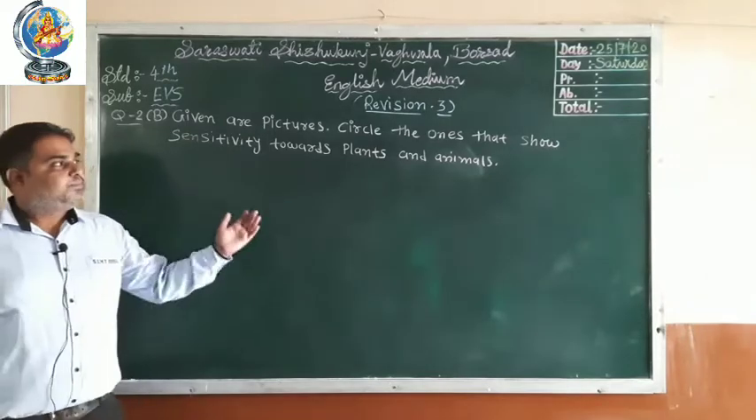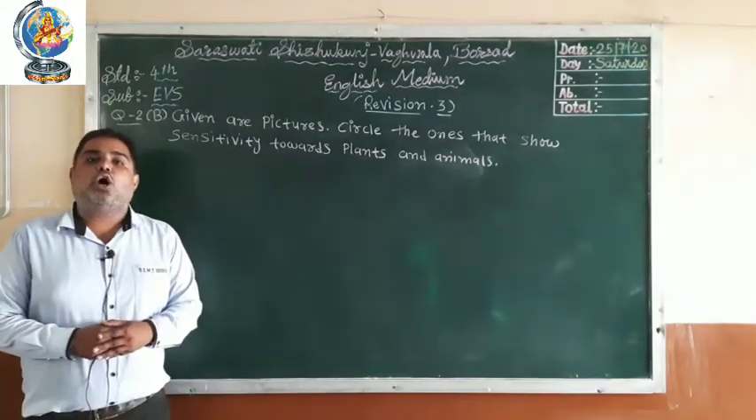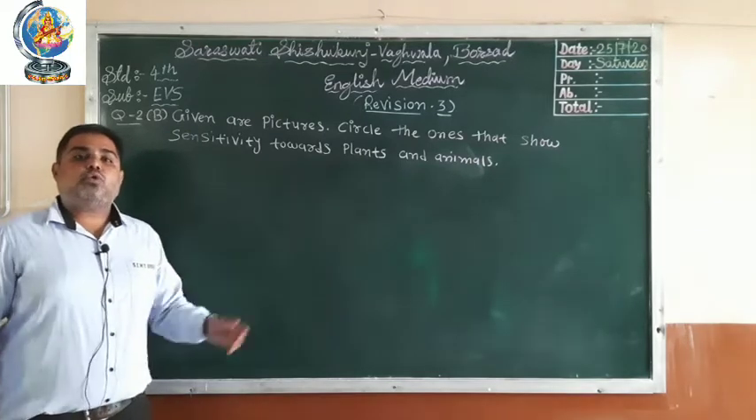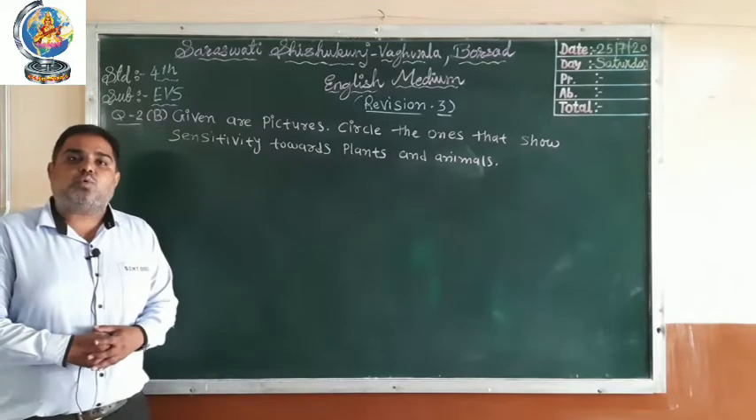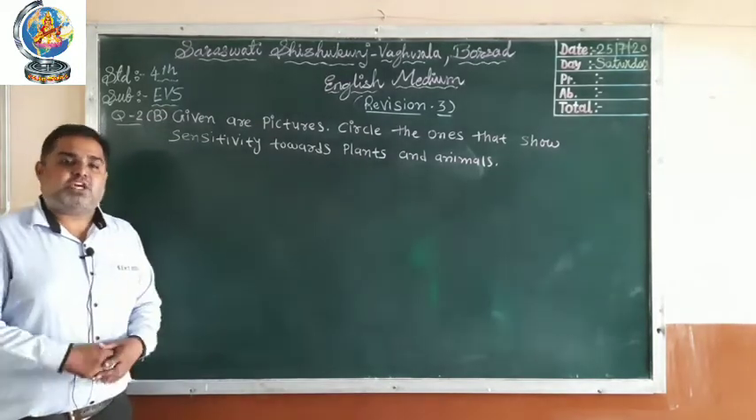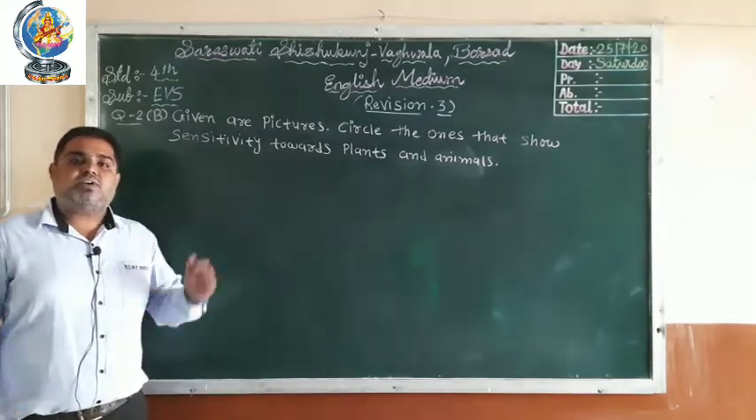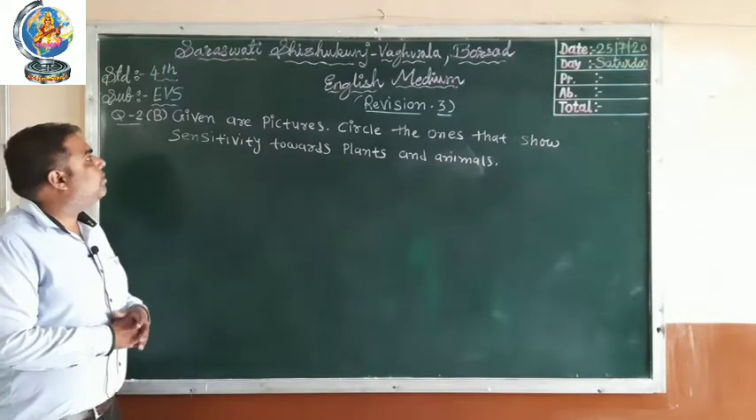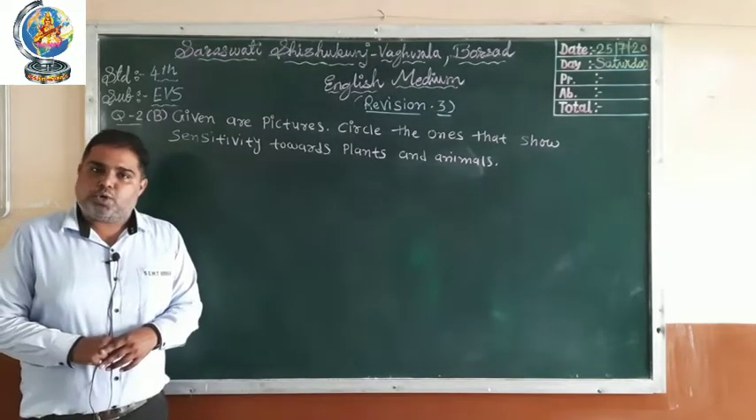So students, in this way you have to write all these answers in your paper. Whichever picture shows any sensitivity towards plants and animals, on that picture you have to circle it. So students, these were the answers of question number 2B. I hope you have understood it.